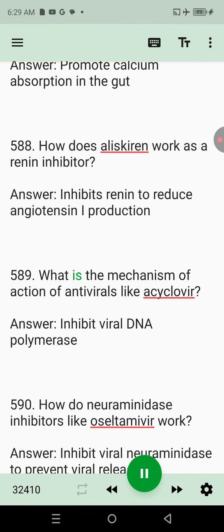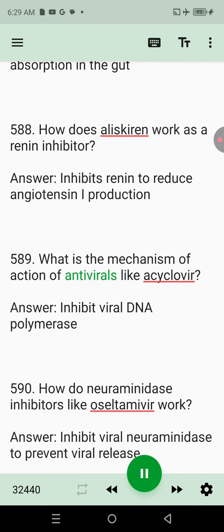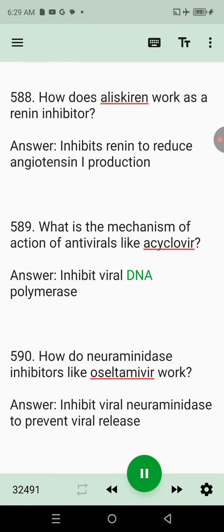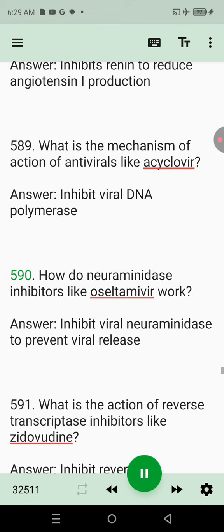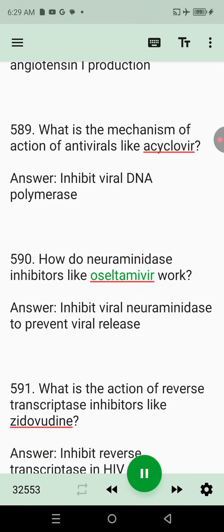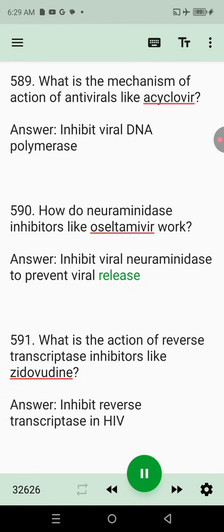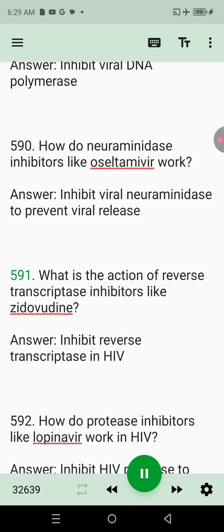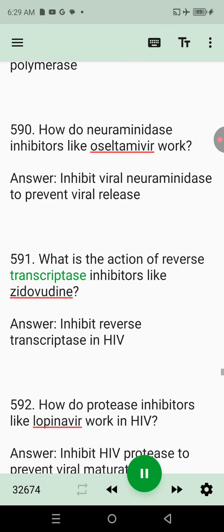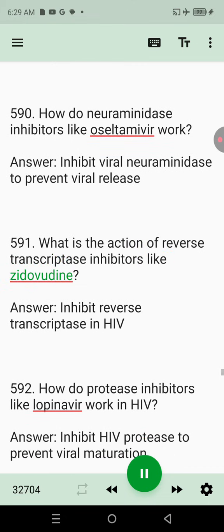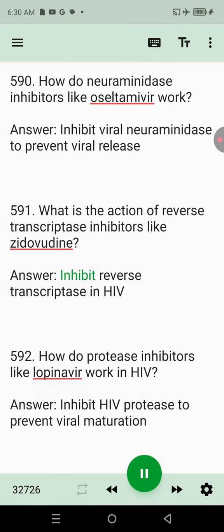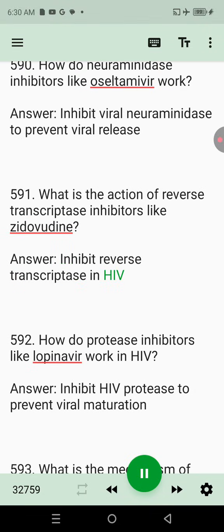589. What is the mechanism of action of antivirals like acyclovir? Answer. Inhibit viral DNA polymerase. 590. How do neuraminidase inhibitors like oseltamivir work? Answer. Inhibit viral neuraminidase to prevent viral release. 591. What is the action of reverse transcriptase inhibitors like zidovudine? Answer. Inhibit reverse transcriptase in HIV.